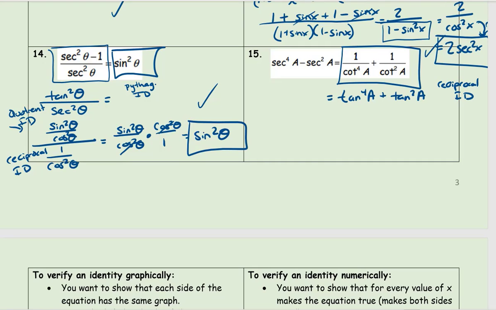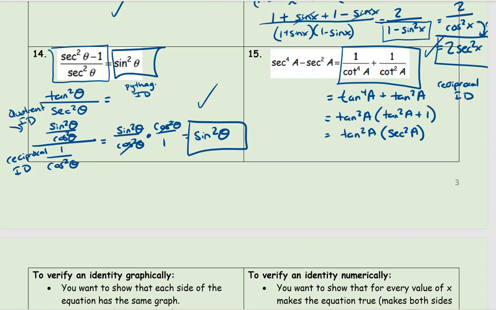Okay, so what I'm going to do is I'm actually going to factor out a tangent squared a here, because now I'll have tangent squared a times (tangent squared a plus 1). And what is tangent squared a plus 1? Well, that is secant squared. Okay, so it looks like we got really nowhere here, but we have really simplified it.